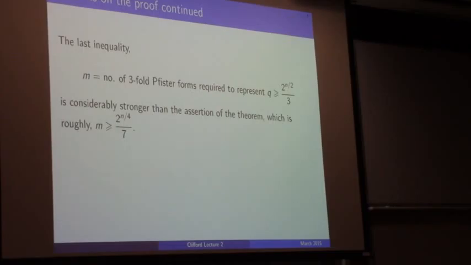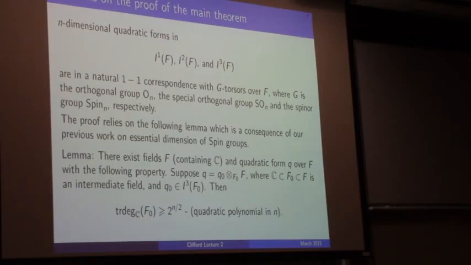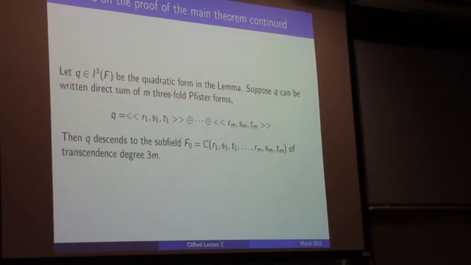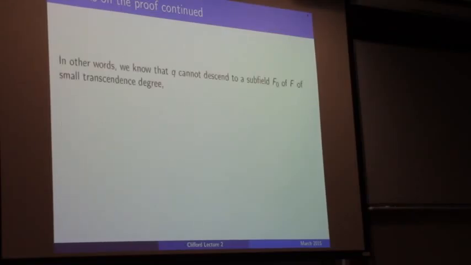And the theorem, if you look at the theorem here, or what I call the lemma, here I have to have equality, not just Witt equivalence. Okay, so, in other words, just to rephrase the problem, we know that Q cannot descend to a subfield of small transcendence degree, but it's conceivable that if I add some hyperbolic forms, it might.